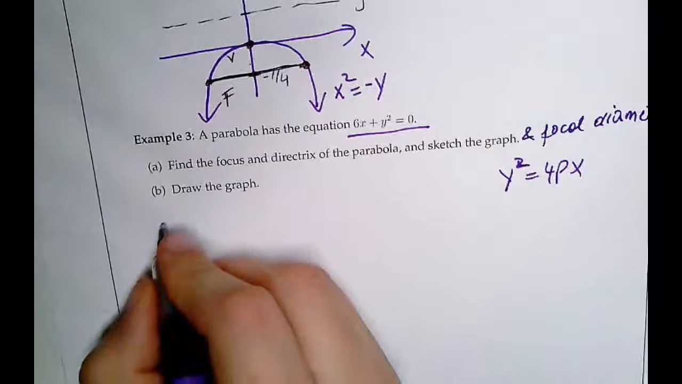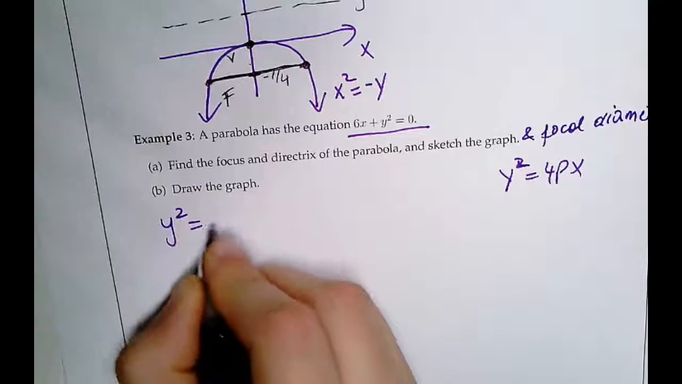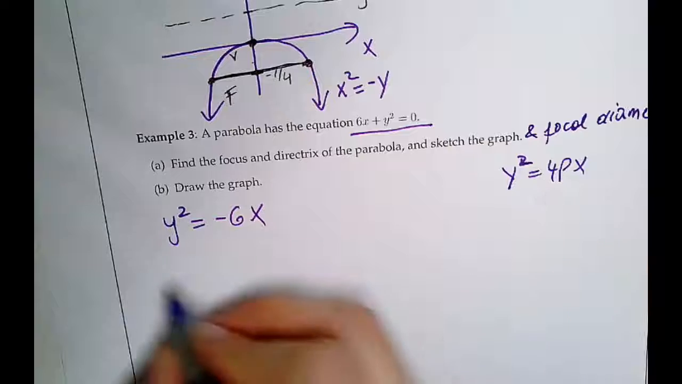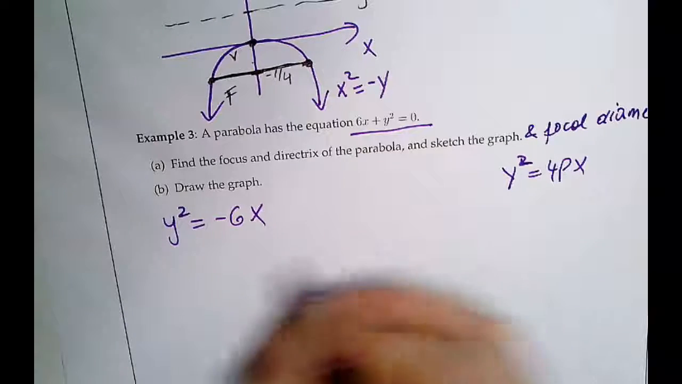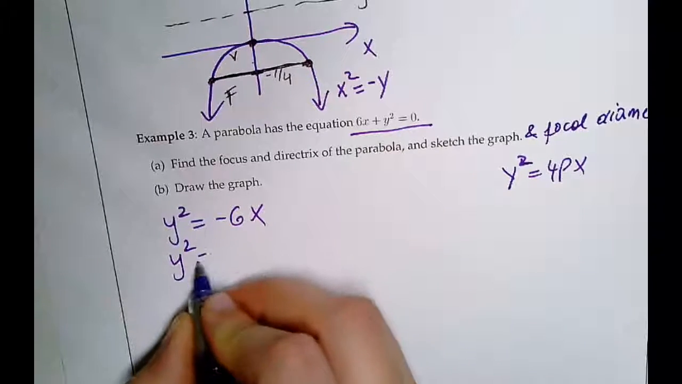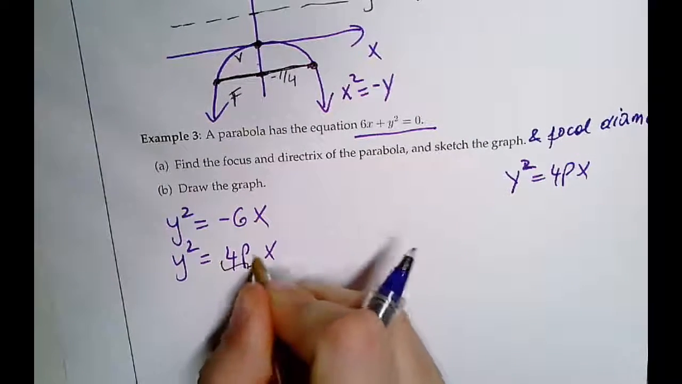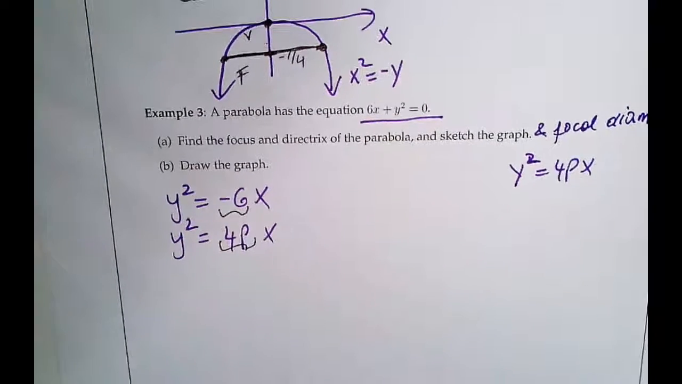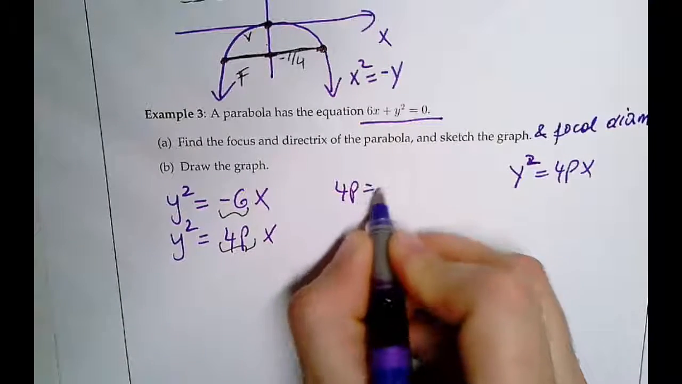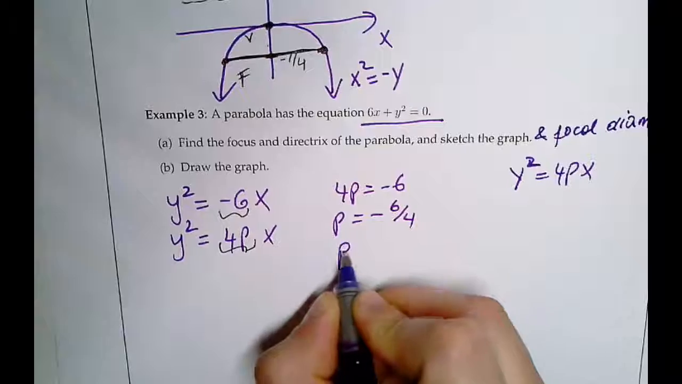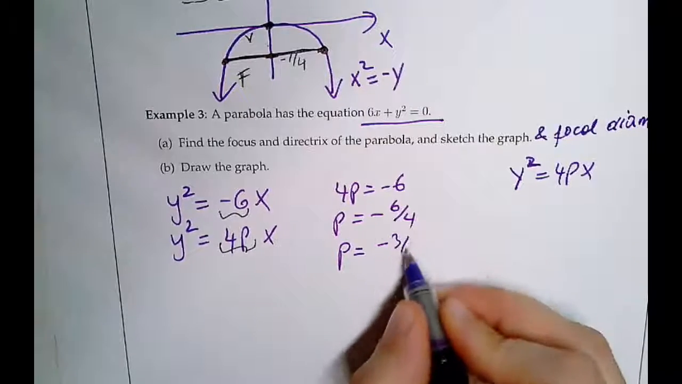So I'm going to subtract 6x from both sides. Y squared equals -6x. And there you go. It's already in this form. So compared to our form, that means that 4p has to be equal to -6. That gives us that p is -6/4, which gives us that p is -3/2.